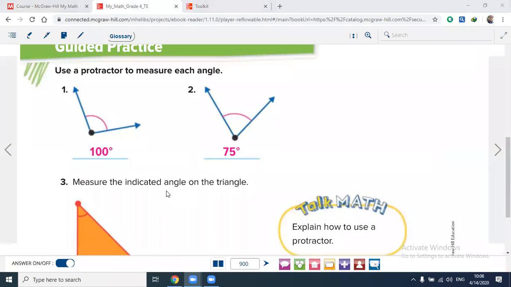Okay, does anyone have a question about this part of the lesson? You can use your protractor to measure angles. I can use it the same way I told you.